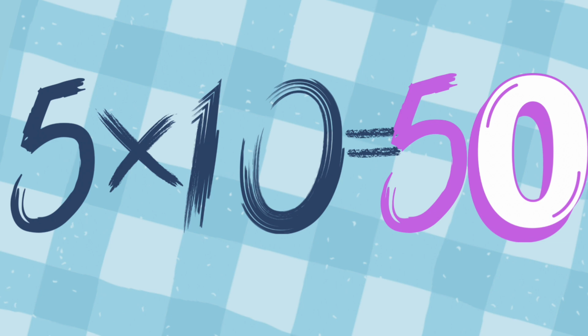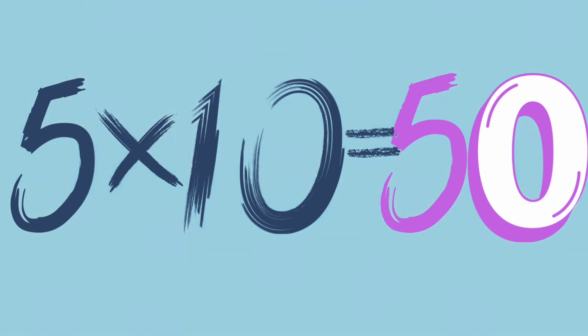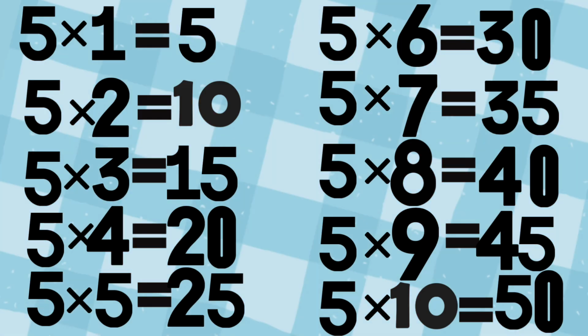Now repeat the whole table after me. 5 ones are 5, 5 twos are 10, 5 threes are 15, 5 fours are 20, 5 fives are 25, 5 sixes are 30, 5 sevens are 35, 5 eights are 40, 5 nines are 45, 5 tens are 50.